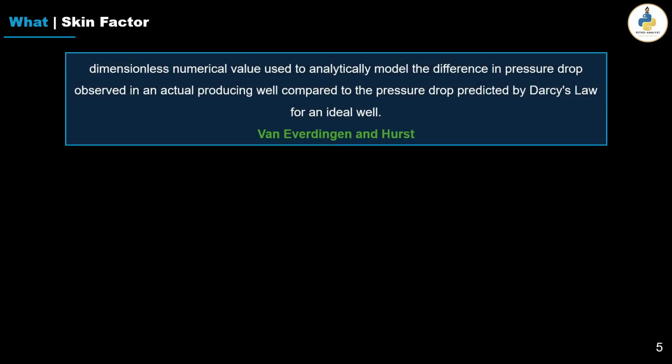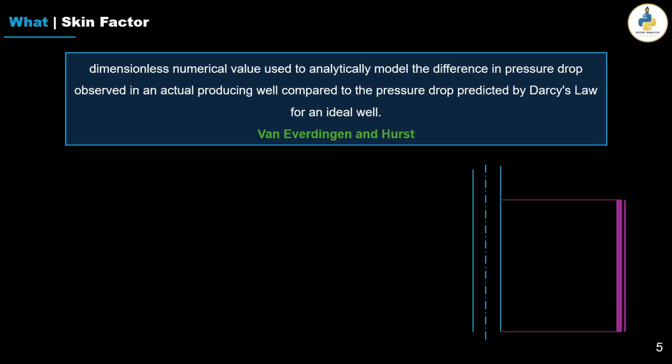So now, what is the skin factor? The skin factor was first introduced by Van Everdingen and Hurst. I can read this for you and you will actually get nothing from it. So it's a dimensionless numerical value used to analytically model the difference in the pressure drop observed in the actual producing oil well compared to the pressure drop predicted by Darcy law for the ideal well. What does this mean?